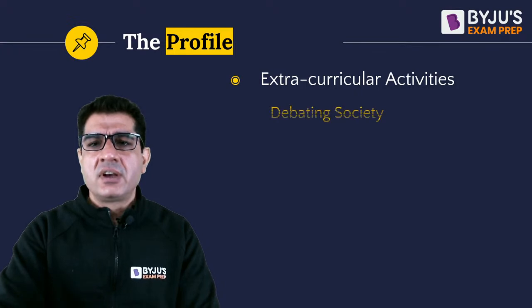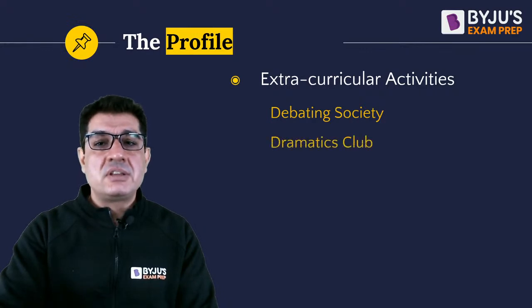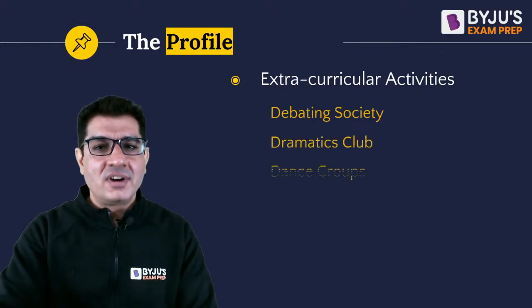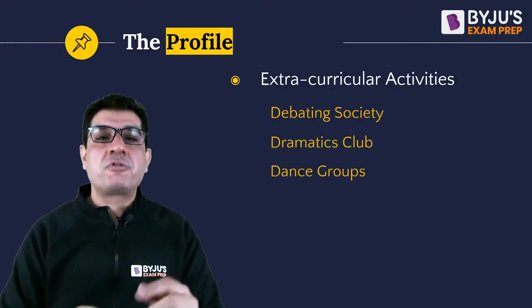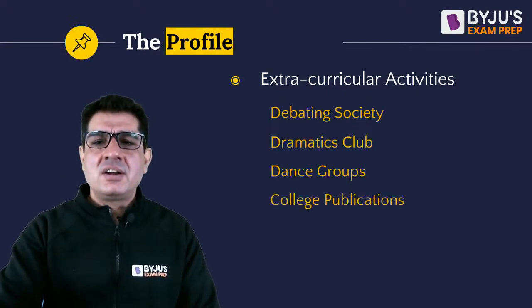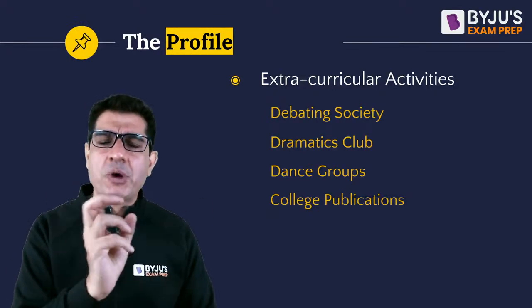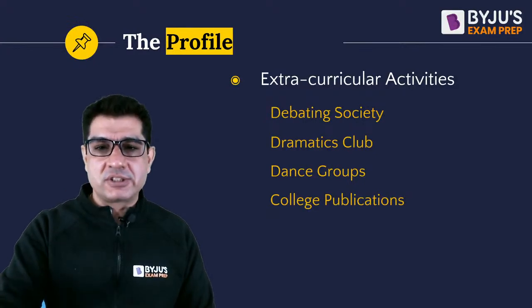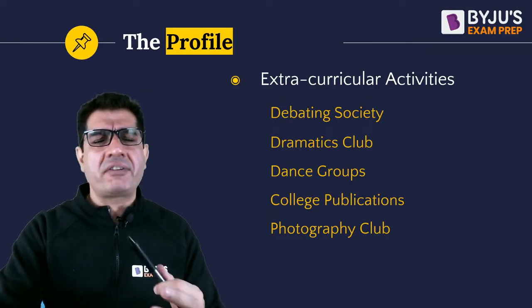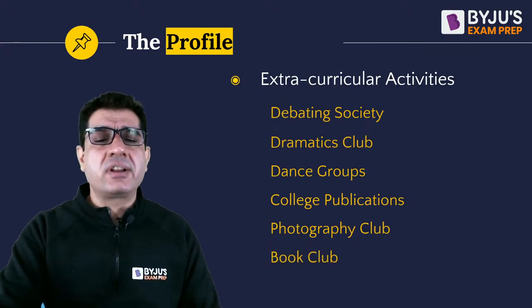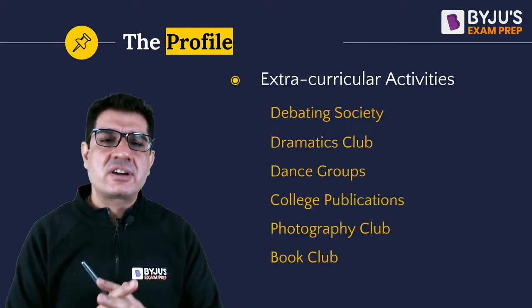So for instance, how about joining the DebSoc, the debating society, or maybe the dramatics club? Or a lot of these colleges have dance groups and singing groups. So you have this performing arts segment. Then the college has a lot of publications at times. Different departments also have their own newspapers and magazines. You can start contributing to those, or you can manage those. A college may also have a photography club, a book club, a poetry club. So you can get involved with a lot of these extracurricular activities.